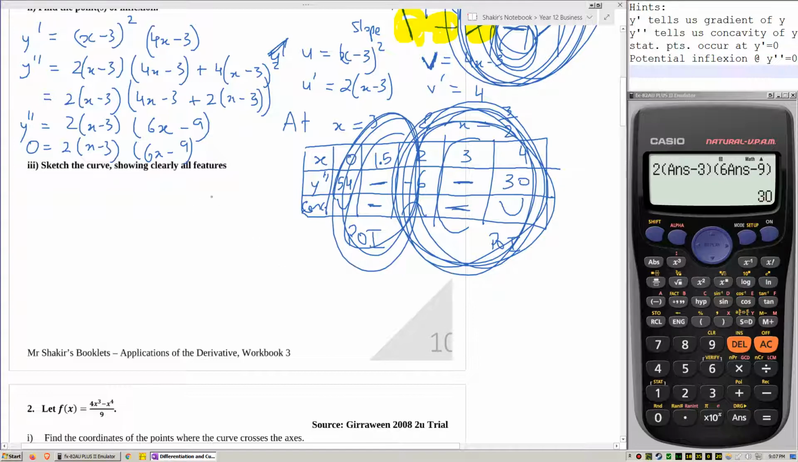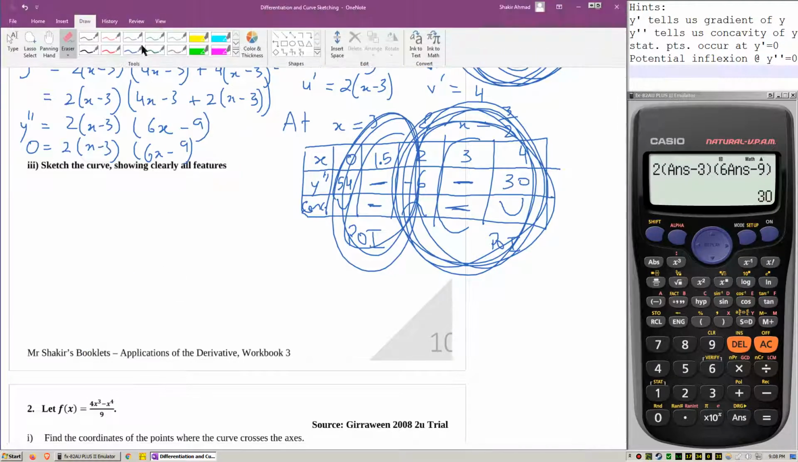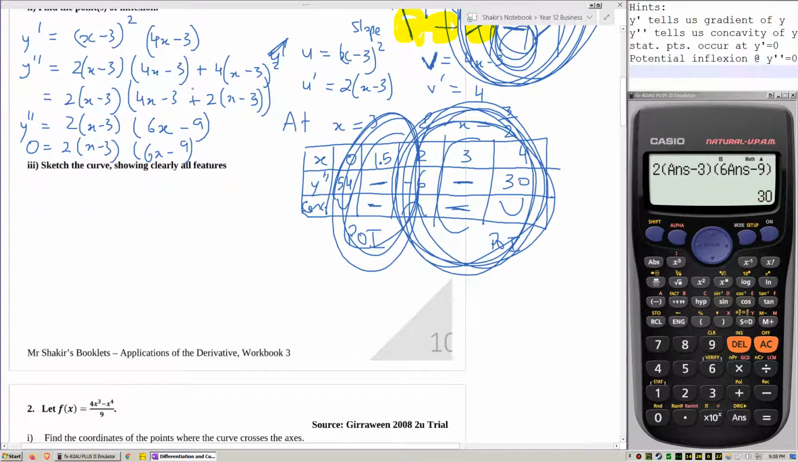Sometimes you have horizontal points of inflection, which is where you have a point of inflection at the same point you also have a stationary point. So, which looks something like this. Notice it's completely horizontal. Is concavity changing? Yes. Is it a stationary point? Yes. Both at the same point. That is known as a horizontal point of inflection or a stationary point of inflection. Just be aware of them because it says sketch the curve showing clearly all features. So we need to kind of know what it looks like.